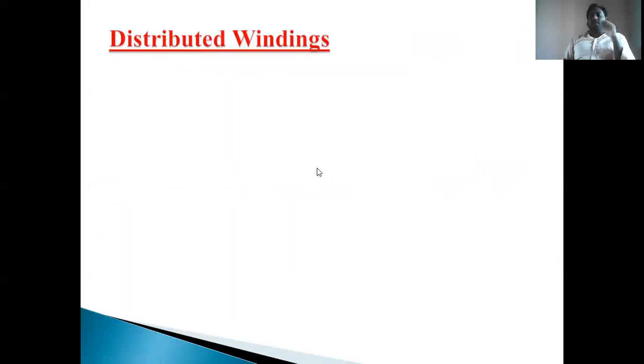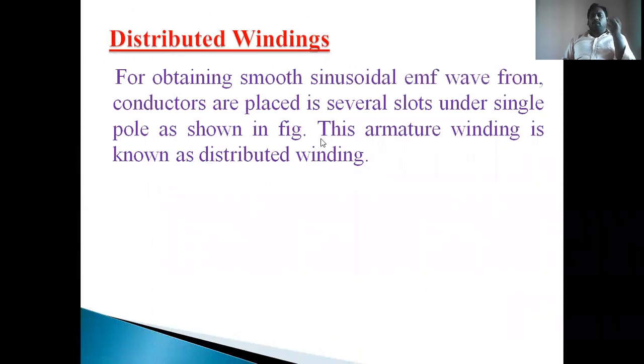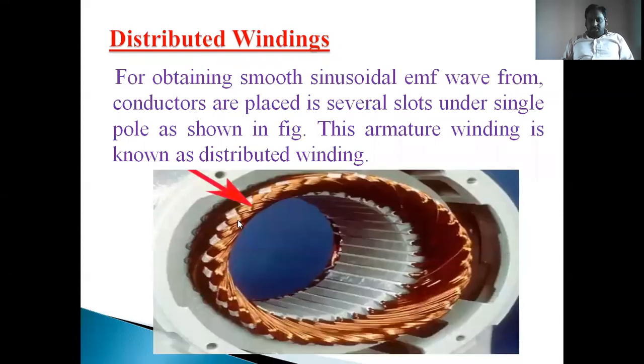And distributed winding, what happens here? The armature winding is distributed. Our conductors are placed in several slots under a single pole. That means they are equally distributed, and all slots have armature winding. But in the case of concentrated winding, only one slot has armature winding. In the case of distributed winding, the total armature conductors are distributed in all the slots of the armature like this. See, these are all slots. In all slots, winding is there. This type of winding is nothing but distributed winding.